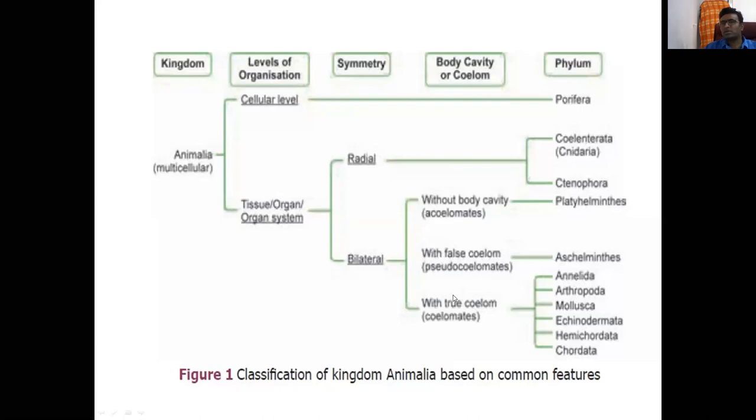organisms, higher phyla, after Aschelminthes. If you remember all the 9 phyla, after Aschelminthes, it is Annelida, Arthropoda, Mollusca, Echinoderms, and Hemichordates. And with respect to the chordates, there is one phylum, that is phylum Chordata. All of them do possess the true coelom. Okay, so this is a brief classification chart that we have to go through.